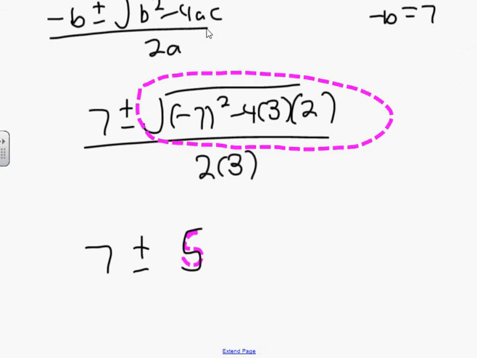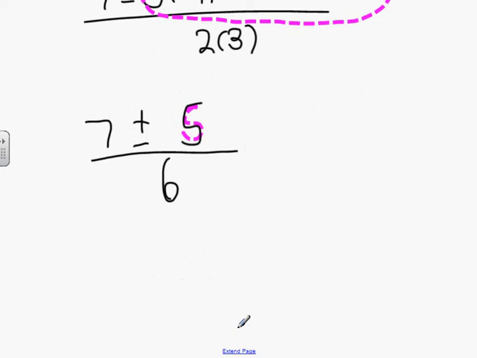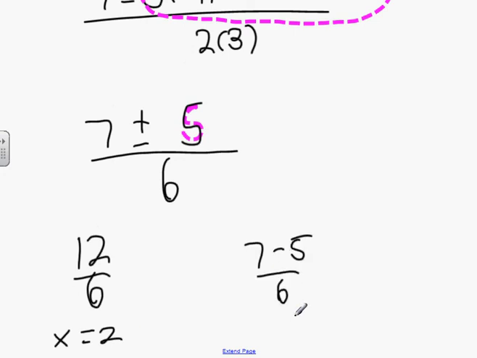So 7 plus 5 over 6. There are two possible answers here. What's the first answer? 7 plus 5, which is 2, and the second answer? 7 minus 5 over 6, which is, calculator, 1/3. Okay.